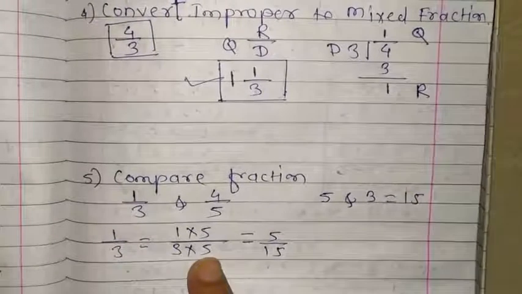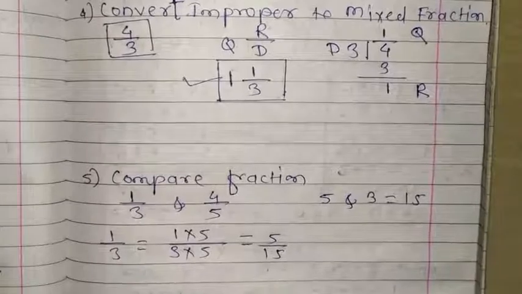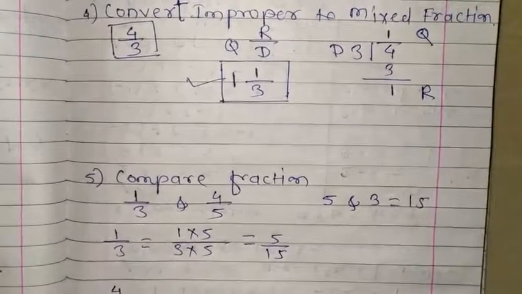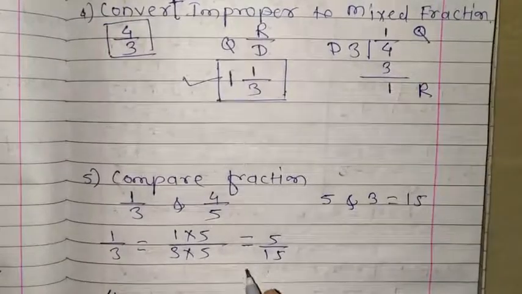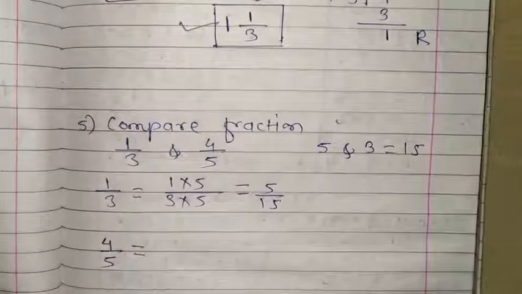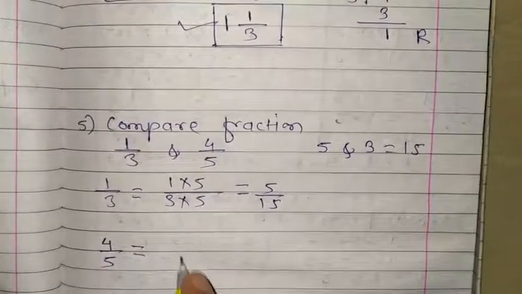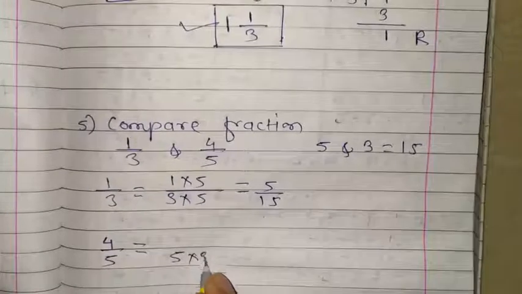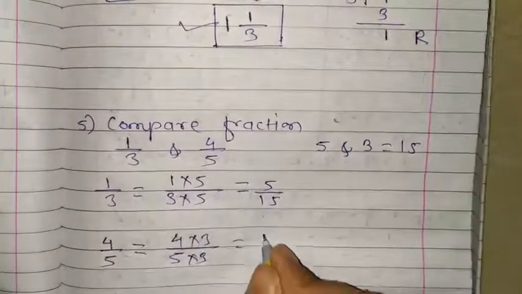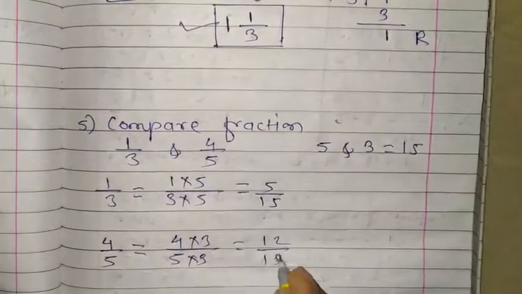So that is what we are comparing. The second number is 4 upon 5. How will you get 15 downside? 5 into 3 is 15. The same number you have to use upside: 4 into 3 is 12, and 5 into 3 is 15.